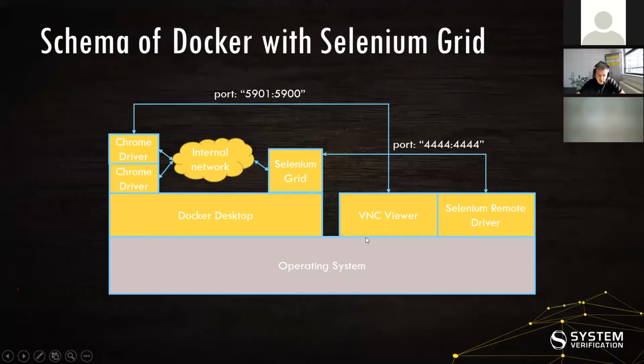bring up your Selenium Grid, connect Chrome driver nodes to it, and you don't have to specify any IPs. It will be connected just by the name of them to Selenium Grid. We will connect to one of these Chrome drivers through the port, and we will connect to the Selenium Grid instead of connecting directly to the nodes through this port 4444. We will do it through the Docker Compose file again.